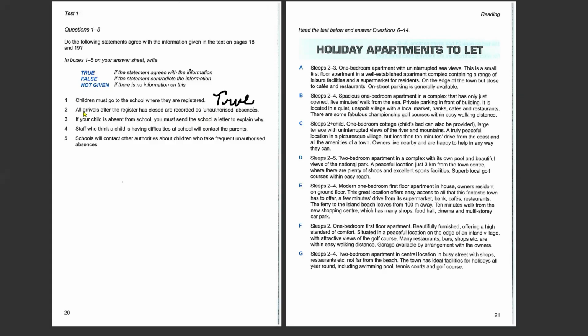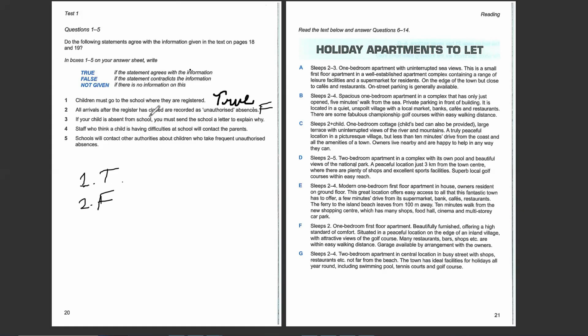No, only those without a good reason. So let's mark this as false. So I'll just put an F here. So first one answer, we have given it as true. Second one, we have marked it as false. Let's go with the third one.